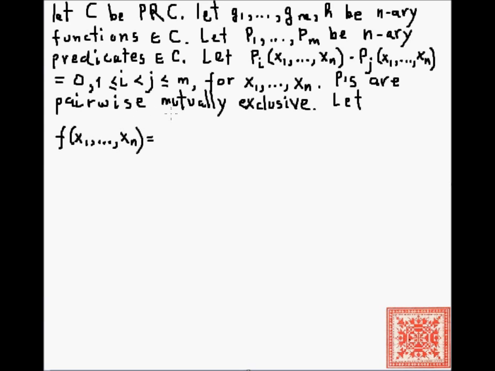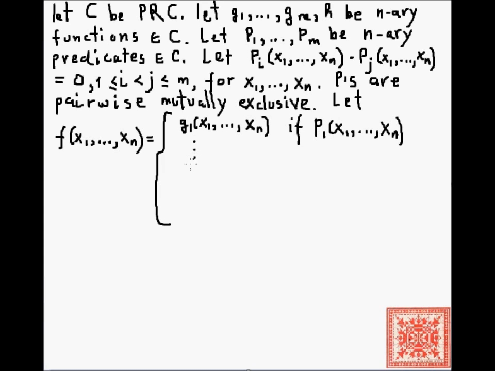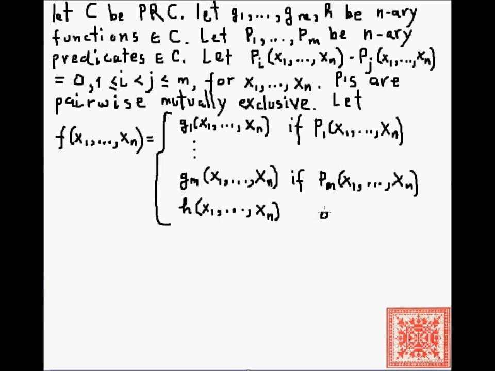So then let's define a new function, f of x1 through xn, as g1 of x1 through xn if p1 of x1 through xn, if this predicate is true, and then all the way to gm of x1 through xn if pm of x1 through xn, otherwise h of x1 through xn. Okay, and if f is so defined, then f is in C.